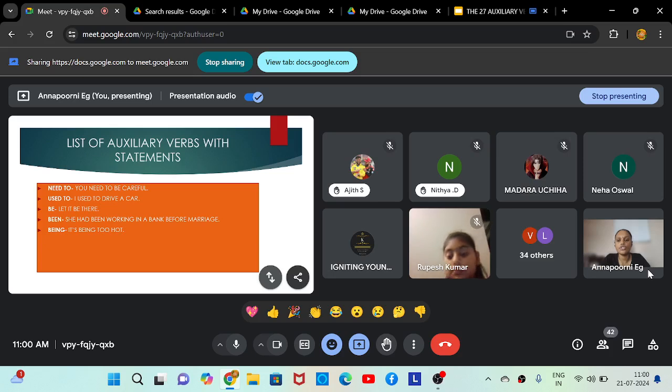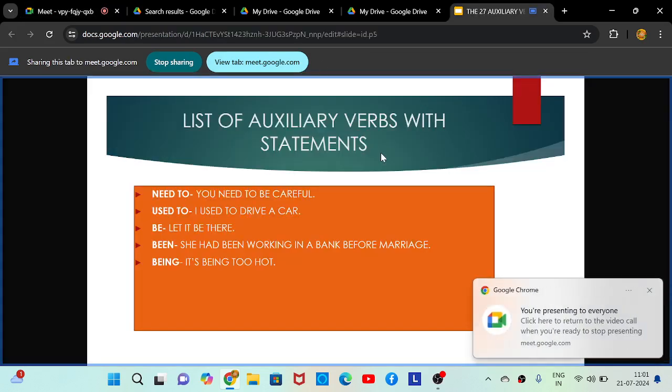Very good. So here, need to is just like you have to be careful. You need to be careful. Used to is used to show a past habit. I used to drive a car. It means I was having the practice of driving a car but not now. Be, let it be there. Then been, she had been working in a bank before marriage. So that was a past action, something that happened continuously in the past. And being, it's being too hot in Chennai, it's being too hot in Bangalore. That's where we use the word being.